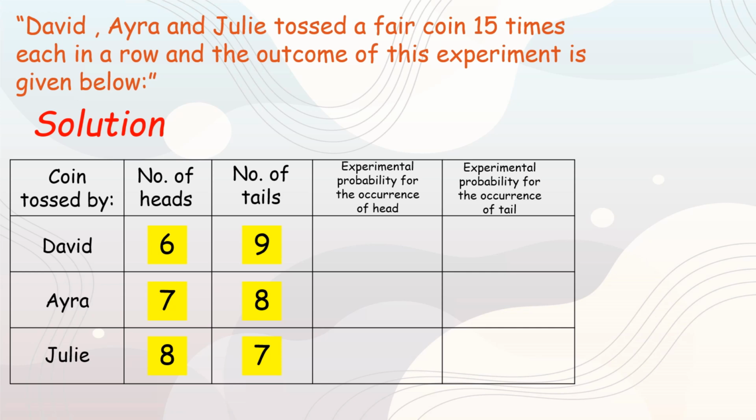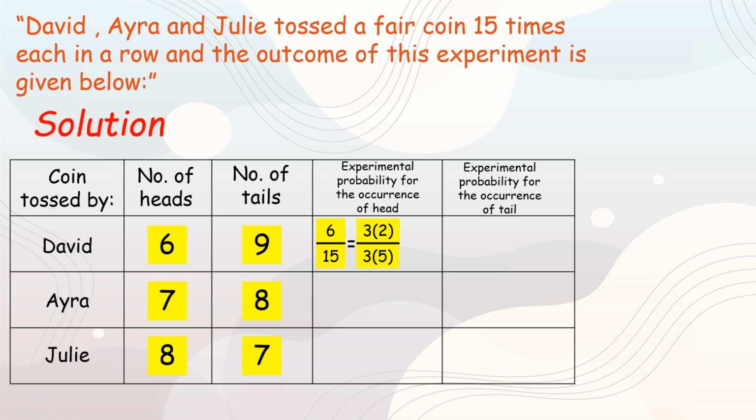So we have here, since sa pag-toss ni David, ang result sa nakuha niyang head is 6 times. So 6 over 15. Yung 15 kinuha natin doon kasi yun po yung number of times na tinoss yung coins. So, 15 times sila bawat isa eh. So, 6 over 15. Kukunin lang natin yung common factor sa dalawa ng 6 and 15. The common factor of 6 and 15 is 3. So, 6 divided by 3 is 2. Then, 15 divided by 3 is 5. So, therefore, 2 over 5.